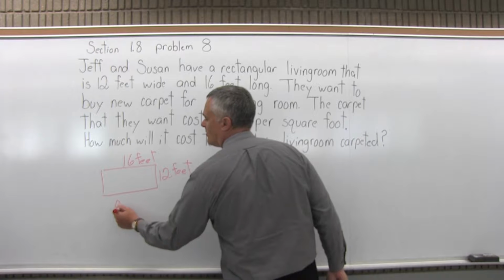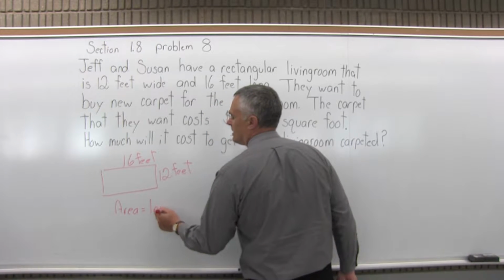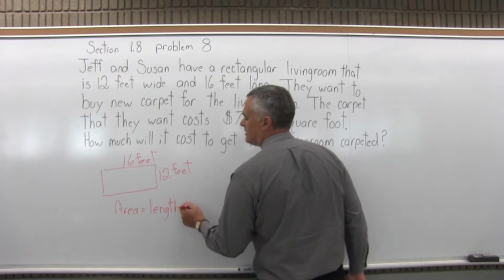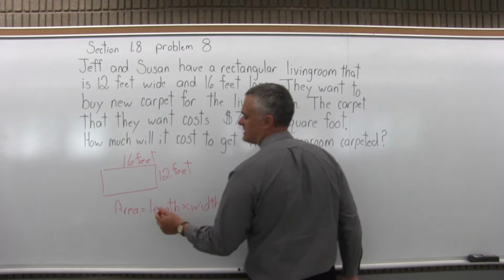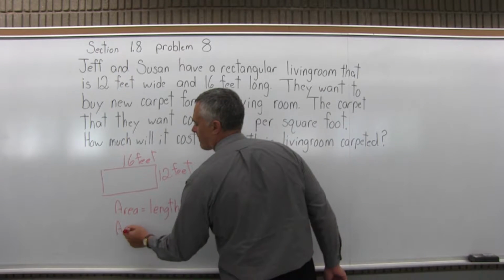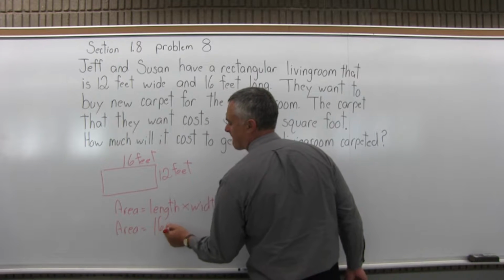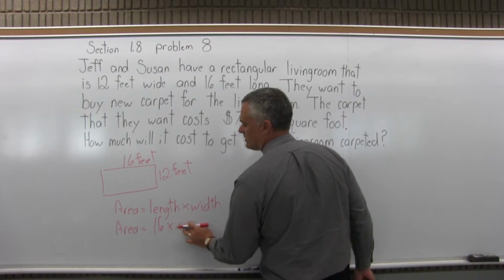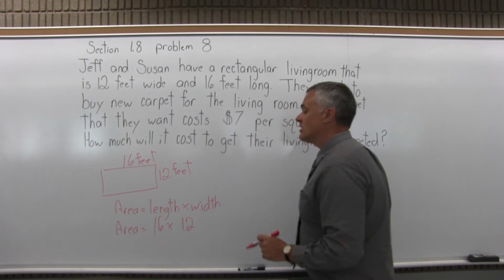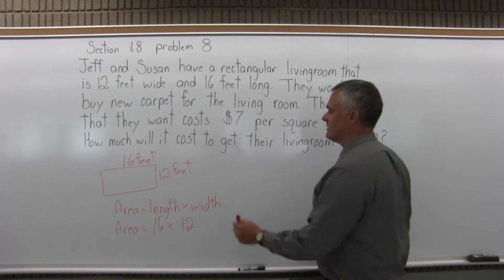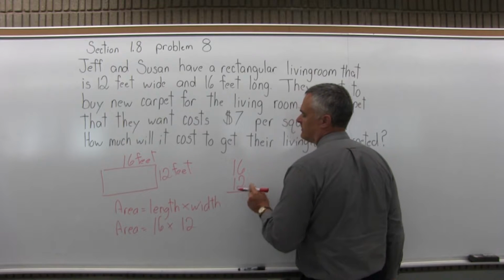So area equals the length times the width. But some people say base times height. It's the same thing. So the length of the living room is 16 feet times the width is 12 feet. So you can multiply 16 times 12, and we can do that, multiply it out, 16 times 12.